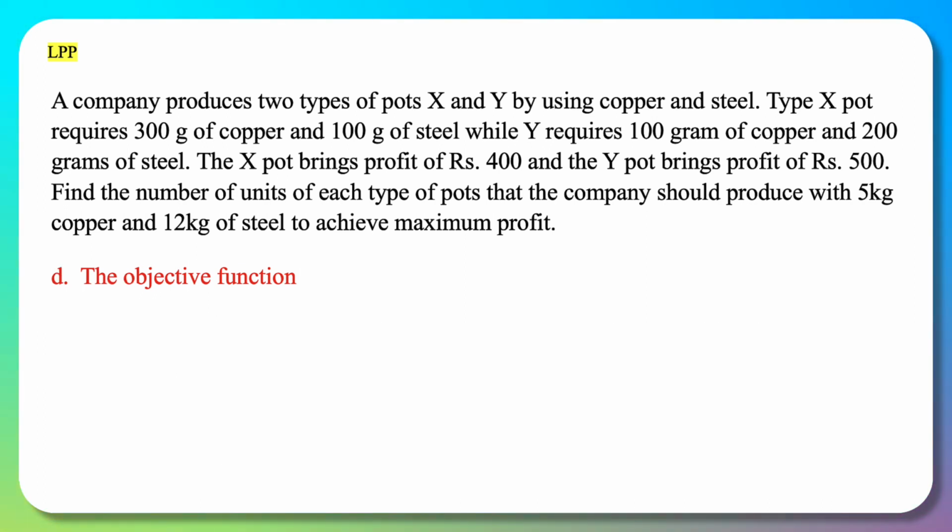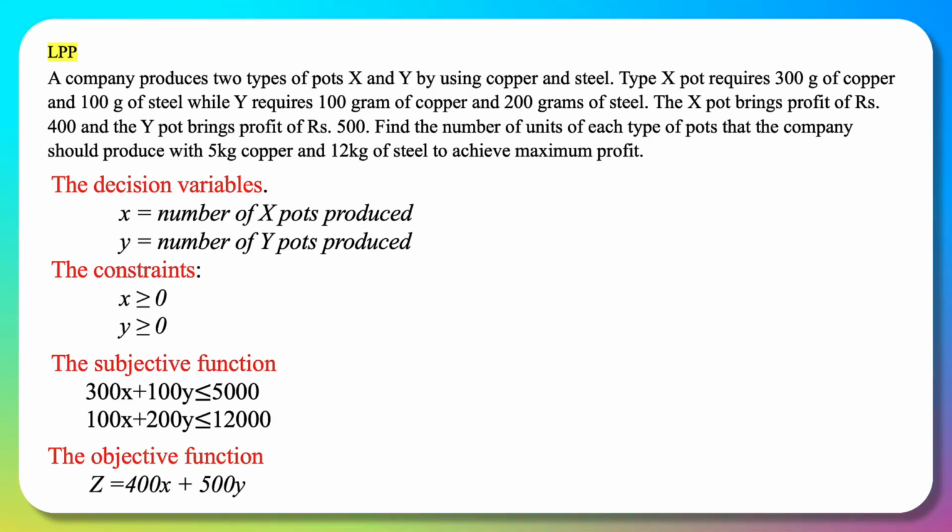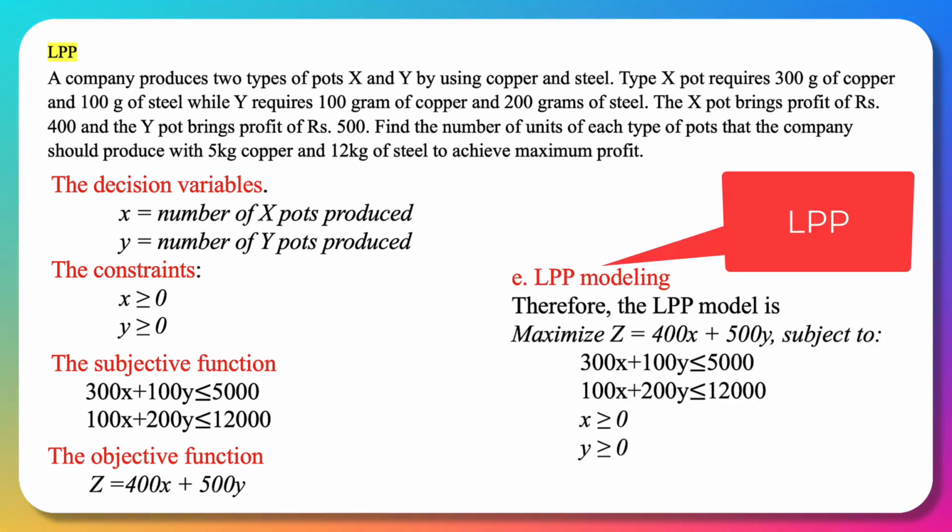Now we will define objective function. We know that we need to optimize the profit. On each sale, the company makes a profit of rupees 400 per unit x sold and rupees 500 per unit y sold. Therefore, the profit function is z equals 400x plus 500y, which is the objective function. With this, now we can model our LPP problem. The model is maximize a function z equal to 400x plus 500y subject to 300x plus 100y is less or equal to 5000, 100x plus 200y is less or equal to 12,000, x is greater or equal to 0 and y is greater or equal to 0.